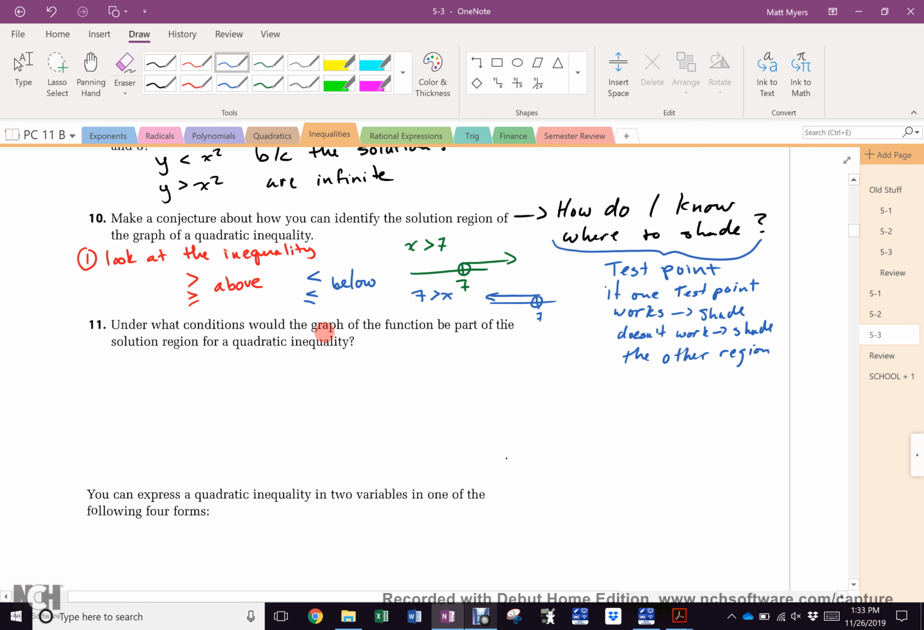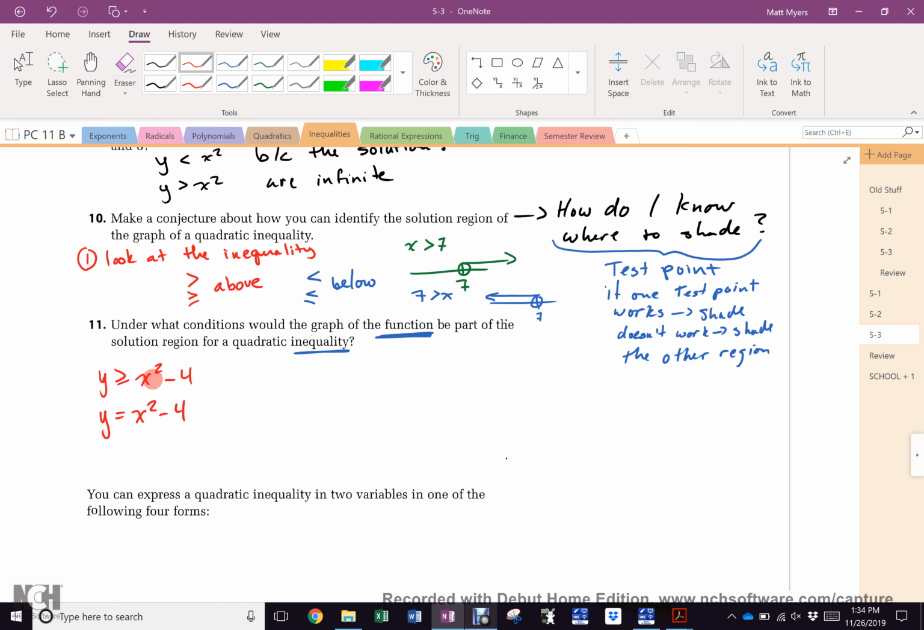Under what conditions would the graph of the function be part of the solution of the inequality? So let me ask you this. Why do I have two different words there? y is less than or equal to x squared minus 4, and y equals x squared minus 4. Which of those is the function? The equals one. Okay. So in what conditions is this actual graph allowed to work with the inequality?